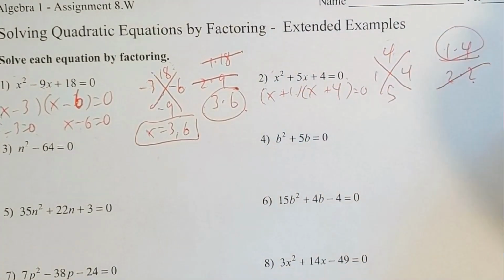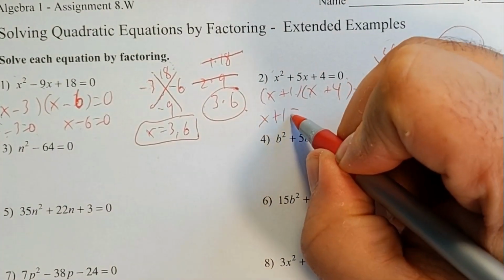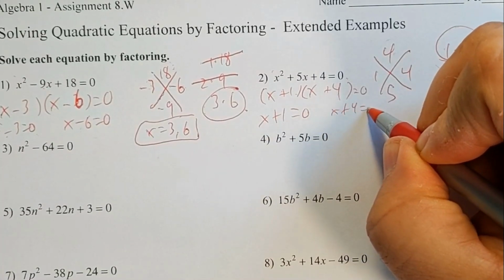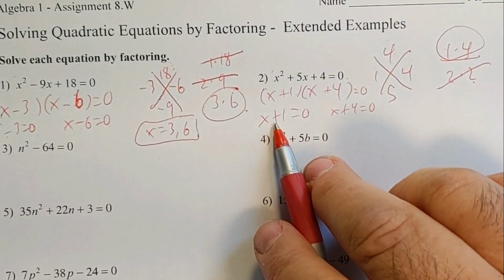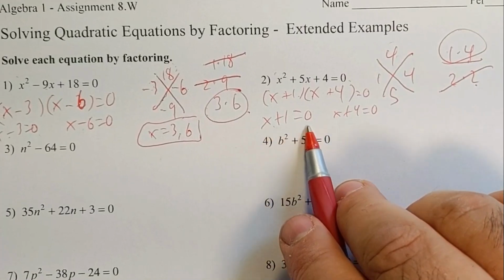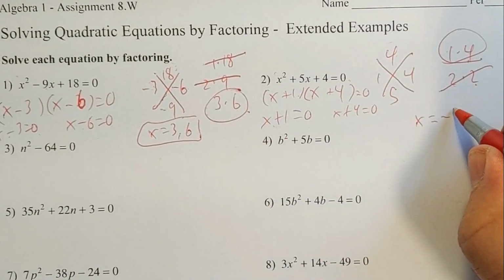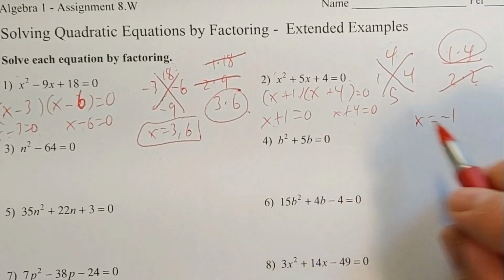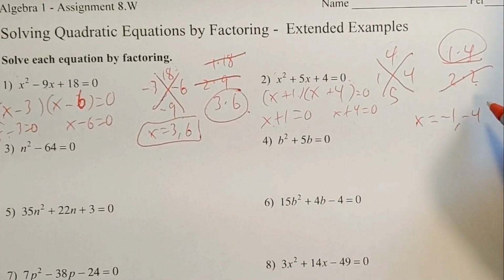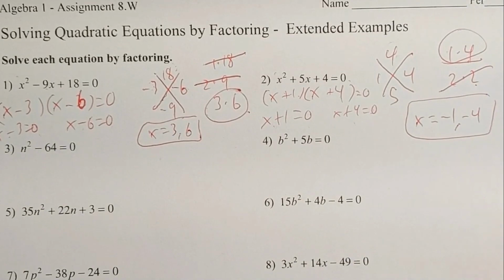Set each one of these binomials equal to 0. So x plus 1 equal to 0, x plus 4 equal to 0. And then solve by doing the opposite and being fair. So if you subtract 1 and subtract 1, you're going to find out that this answer will give you negative 1. If you subtract 4 and subtract 4, your other answer is going to be a negative 4. So those would be your two solutions.